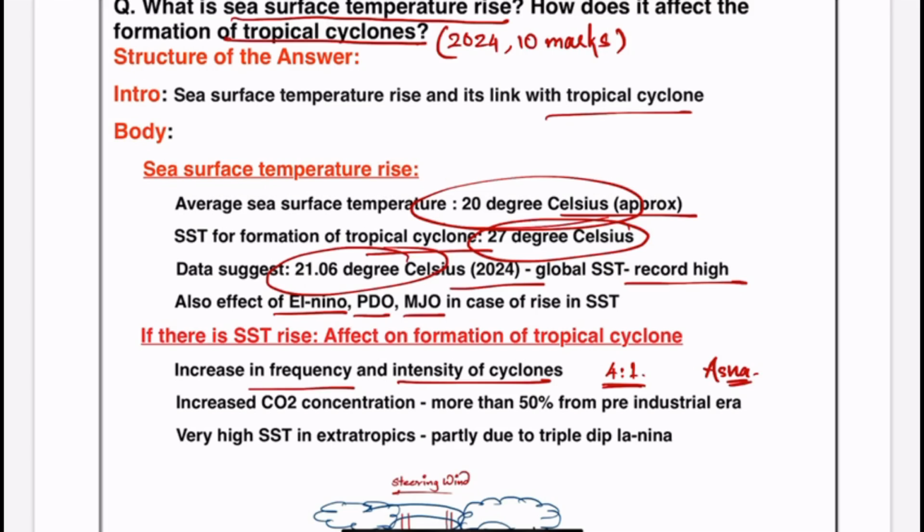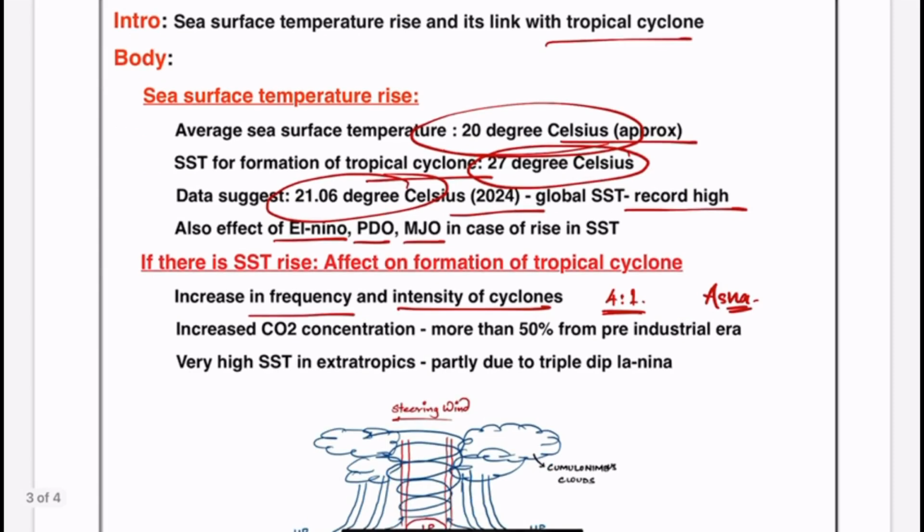Also, Typhoon Yagi is in news related to the cyclone in this region. Typhoon, cyclone, and hurricane are different nomenclature as far as different oceans are concerned. If we talk about the increased CO2 concentration, then CO2 concentration has increased because of anthropogenic factors, and it has reached more than 50% as compared to the pre-industrial era. Because of this also, there is increased global warming, which has direct impact on sea surface temperature. That is, the atmospheric temperature is increasing, and because of which the sea surface temperature is also increasing.